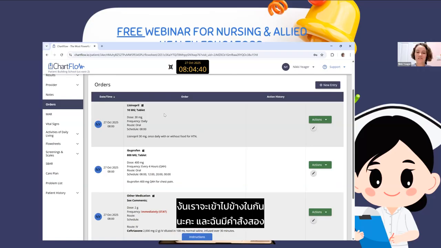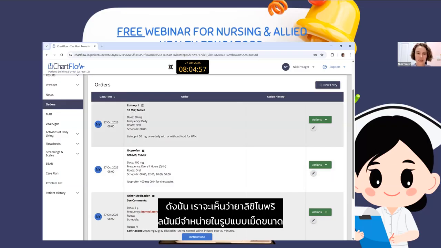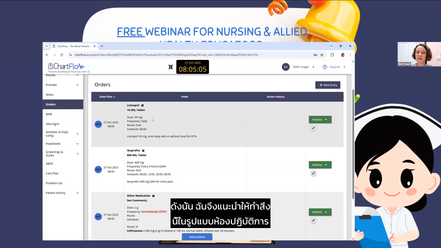So we're going to come in here and I have 2 orders on this patient. These are designed to be done in their heads, no calculators needed, no phones needed. So if you're in a skills lab, that is fine. They don't need any devices. We have lisinopril and ibuprofen in here. So lisinopril, we can see they're given in 10 milligram tablets, but the order that is ordered on here is 30 milligrams.